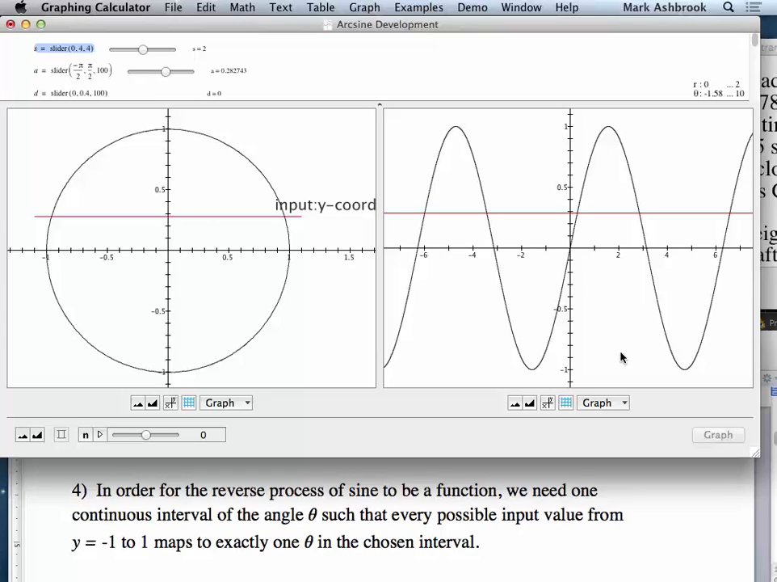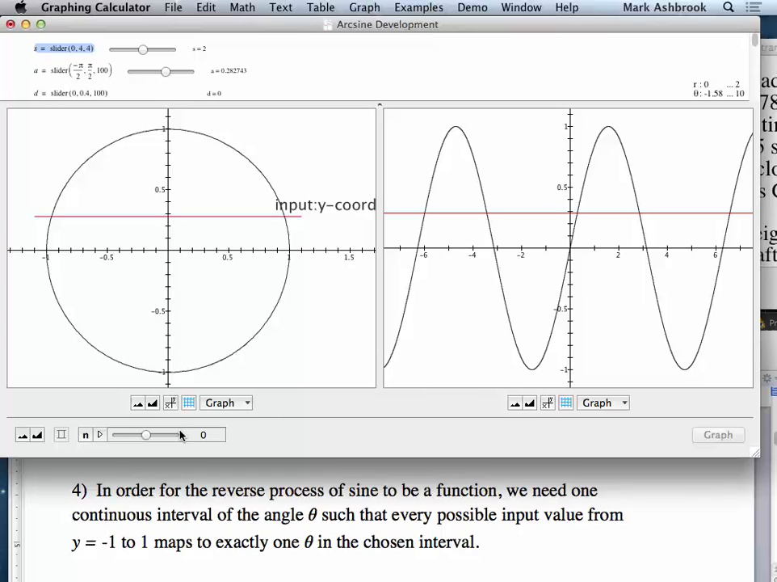Negative pi over 2 to pi over 2. Okay, so if we look over here, negative pi over 2 to pi over 2 is this part of the curve right here. And then the first choice was pi over 2 to 3 pi over 2, which would be starting here and going down like that, which would both be viable choices. Okay, but so which is better?